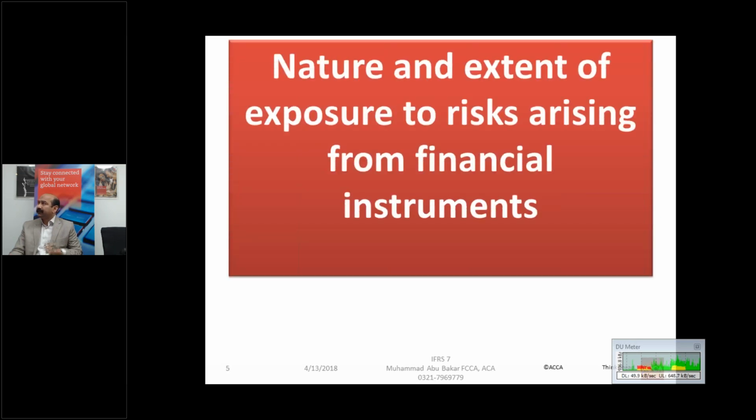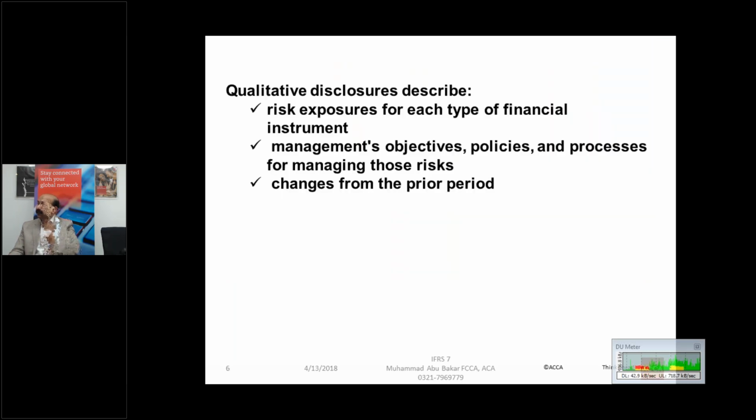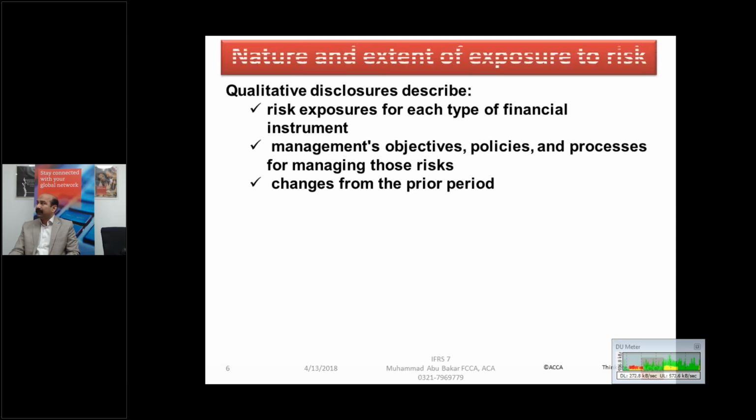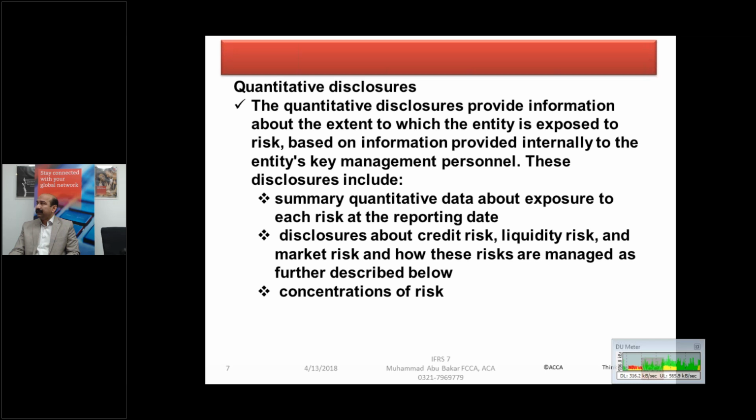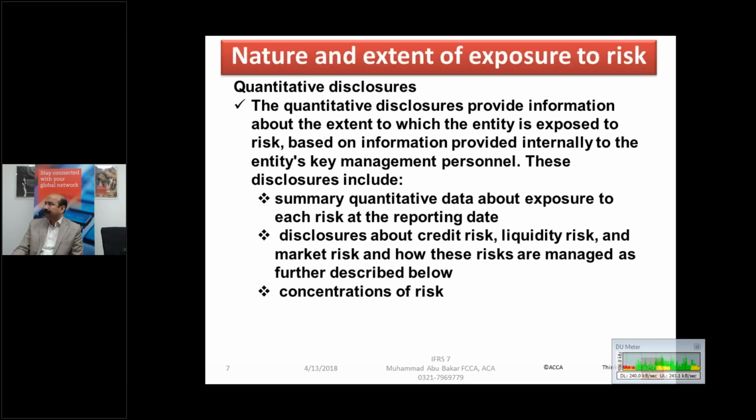Then the nature and extent of exposure to risk arising from another category. In this category, qualitative disclosures describe risk exposure for each type of financial instrument, management objectives, policies, and processes for managing those risks, and changes from the prior period. The quantitative disclosures provide information about the extent to which the entity is exposed to risk, based on information provided internally to the entity's key management personnel. And these include, here is a list, you can see that.